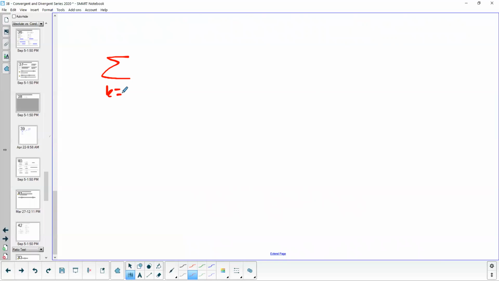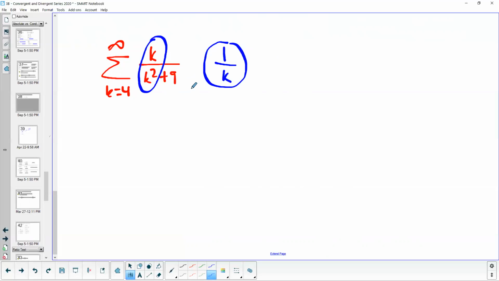What I'm going to do now is write the series from k equals 4 to infinity of k over k squared plus 9 and show you how the limit comparison test could probably work a little better. Normally when we do these, we try the comparison test. I always ask you to look at the leading terms, the highest power term in the numerator and in the denominator. Looking at k over k squared, this series looks like it's acting like 1 over k. Now, we can't just say that it diverges because it's 1 over k. We have to do a little bit more work. But the idea is I know that this series is really acting like 1 over k.